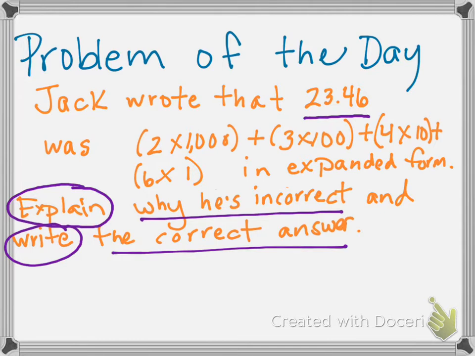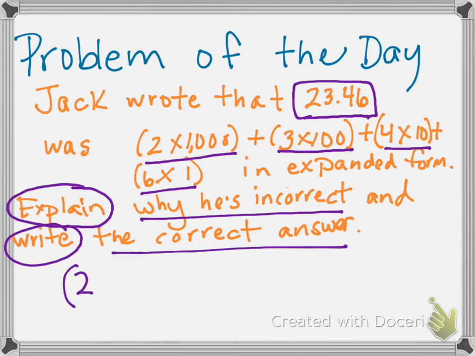Okay, hopefully you have it solved. If not, pause it and solve it, but hopefully you've already done that. So we go up here and we see that this number is 23 and 46 hundredths. And he wrote 2 times 1,000, 3 times 100, 4 times 10, and 6 times 1. Well, first we start with the 2. And we see the 2 is actually in the tens place. It's not in the thousands place. Whatever place it's in is what you write. So 2 times 10. And I'm actually solving this now, and then I'm going to go back and explain why he's incorrect because I will have my answer.